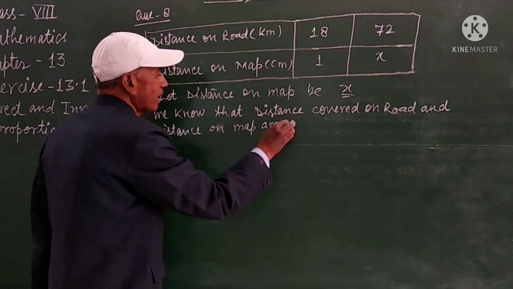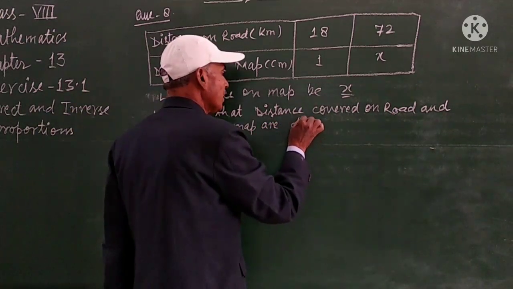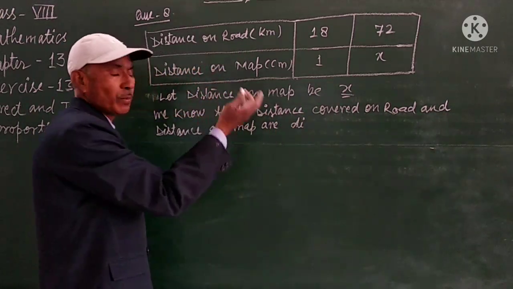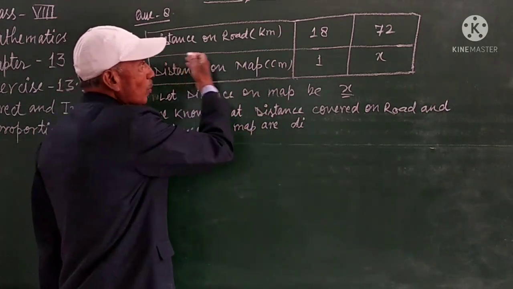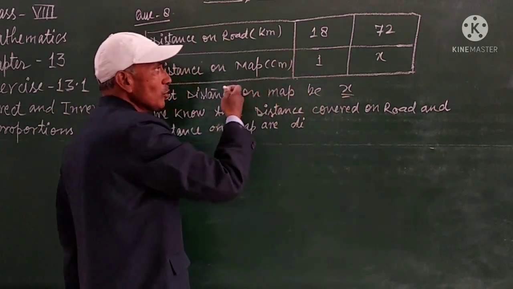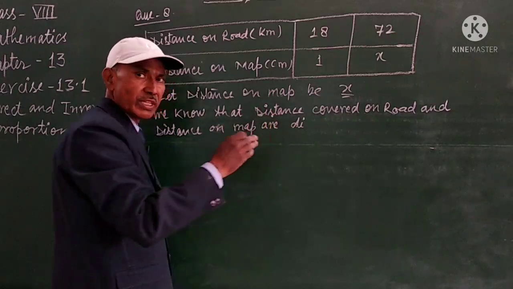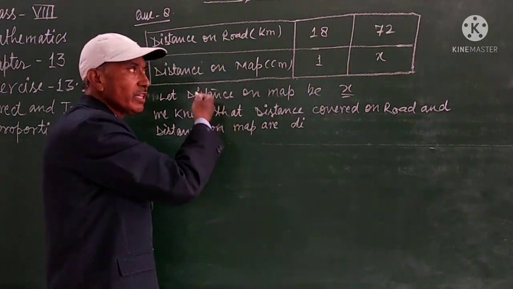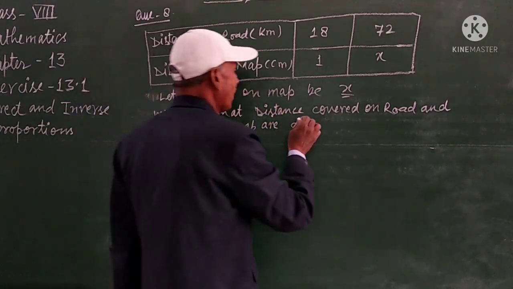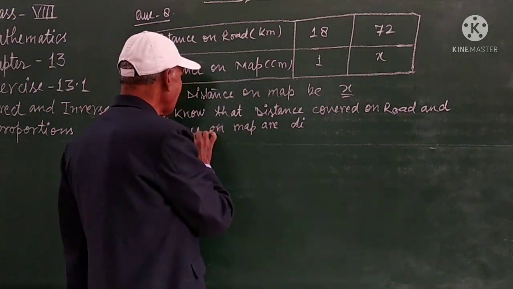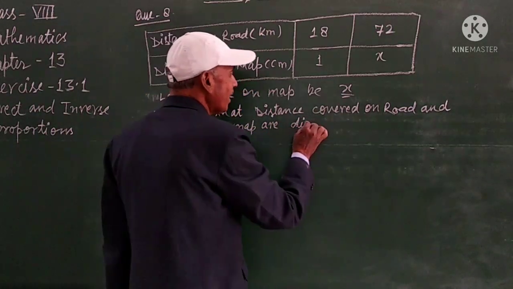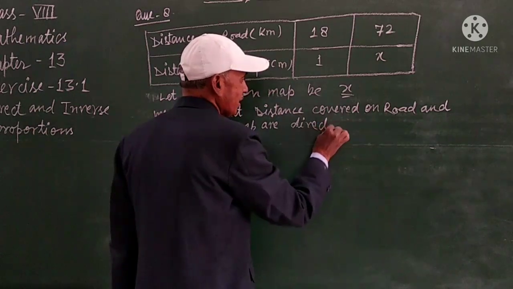are डायरेक्टली प्रोपोर्शनल टू ईच अदर. स्टूडेंट, ये डायरेक्ट प्रोपोर्शन में है. जब रोड पर डिस्टेंस ज़्यादा कवर की जाएगी तो मैप में जो डिस्टेंस शो की जाएगी वो भी ज़्यादा होगी. उसी के रेशियो में ये भी बढ़ता रहेगा. सो डिस्टेंस ऑन रोड और डिस्टेंस ऑन मैप आर डायरेक्टली प्रोपोर्शनल टू ईच अदर.